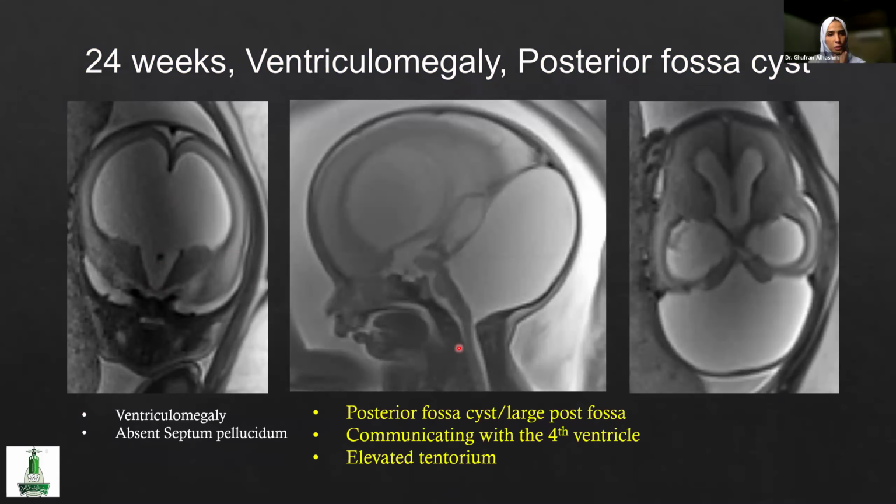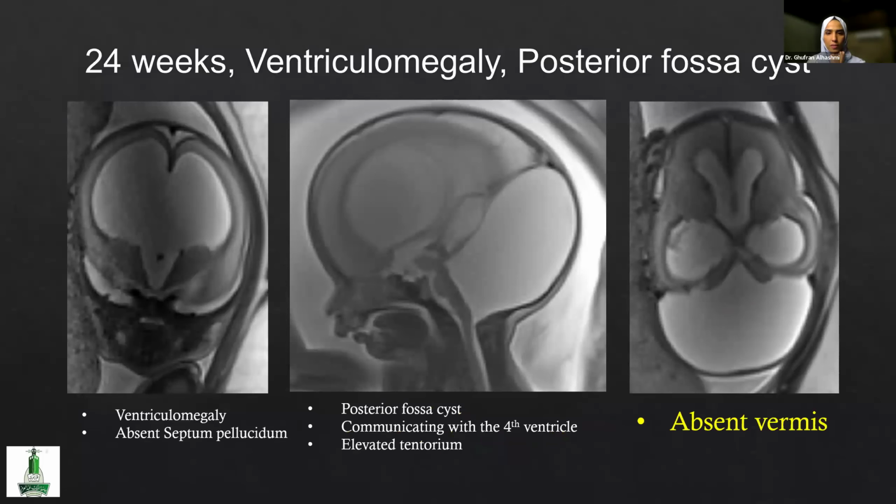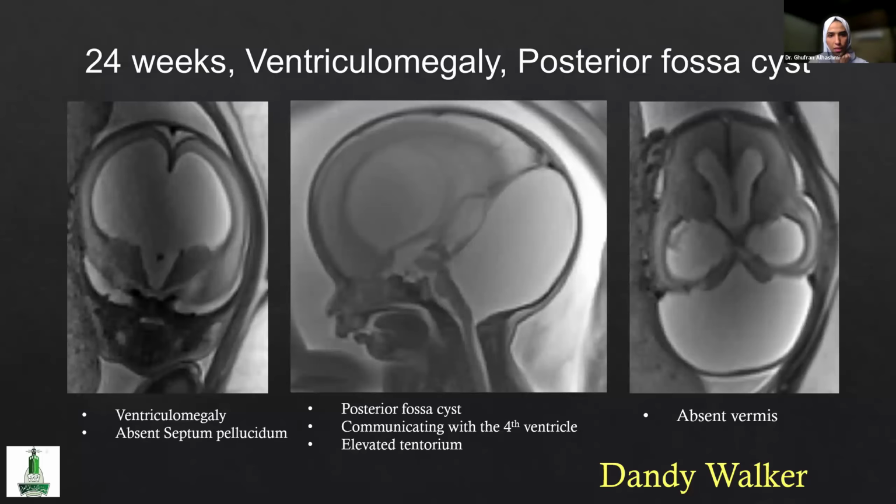On the sagittal image, you see that there is a large posterior fossa cyst that is communicating with the fourth ventricle, and you also notice that the tentorium is elevated. On this axial image, you notice that the vermis is absent. So this case is along the continuum of Dandy-Walker.